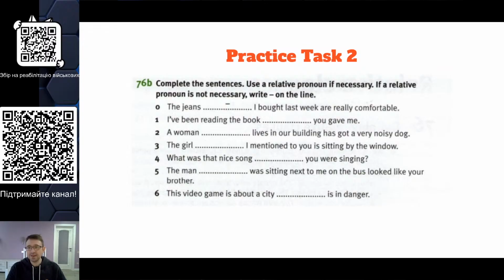And finally, number six, here we should have the video game. This video game is about a city which is in danger or that is in danger. Here it is the subject of the relative clause because it is the city in danger, and so we need to use which or that. We can't skip it here. We can't say about a city is in danger. It doesn't make sense here because it is the subject of the relative clause.